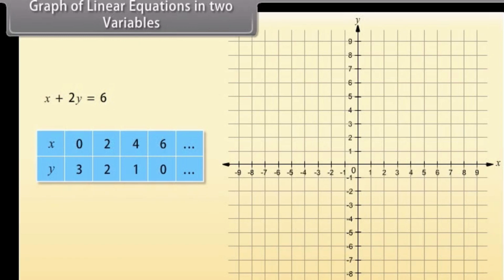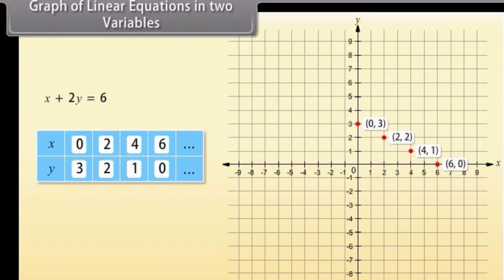Let's first take x as 0 and y as 3. This is the point we have obtained. Similarly, mark other points on the graph using these values. Now join any two of these points and obtain a line. Let us join (0, 3) and (4, 1). Call this line AB. We can see that the other two points, (2, 2) and (6, 0), also lie on the line AB.